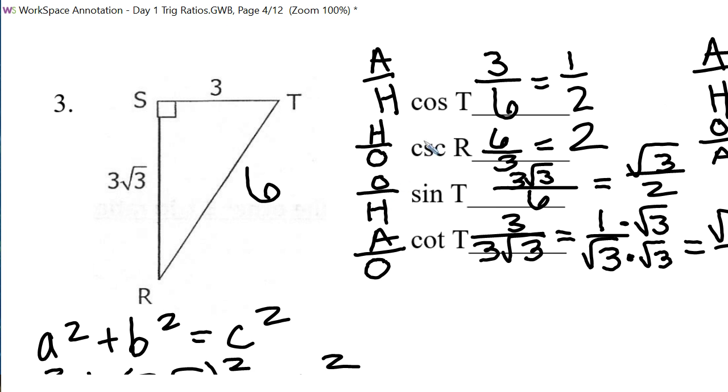And for that last one, we're still looking for tangent, which is opposite over adjacent. And for angle R, what is the opposite side? 3. What is the adjacent side? 3 square root of 3. Now that does simplify, but notice we already did that one over here, so I don't have to redo the same work. What is this answer in simplest form? Square root of 3 over 6.